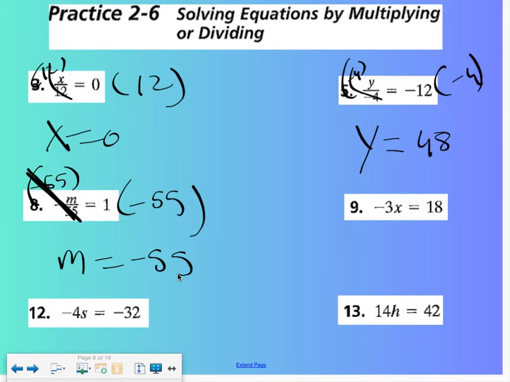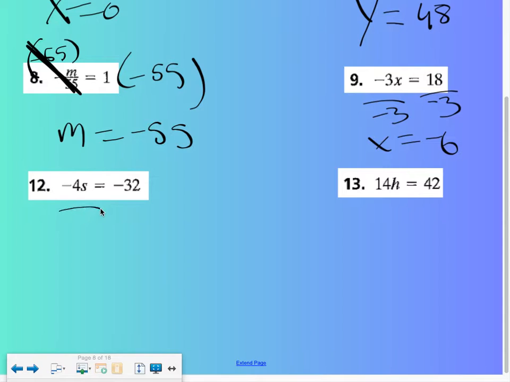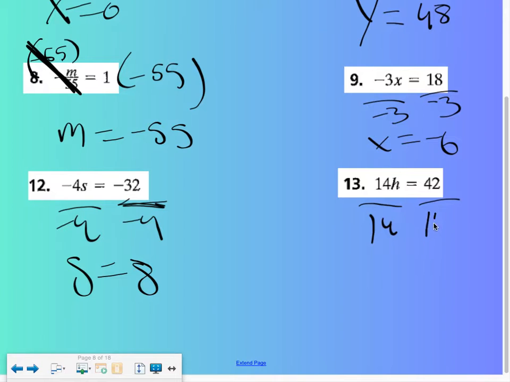Number 9, how do we undo multiplication? With division. Divide both sides by negative 3, and we get that x equals negative 6. Here, how do we undo multiplication, again? With division. So we divide both sides by negative 4. On the right-hand side, it's negative 32 divided by negative 4 for a positive 8. Number 13, same type of thing. Undo that multiplication with division. So h equals 42 divided by 14, or just 3.